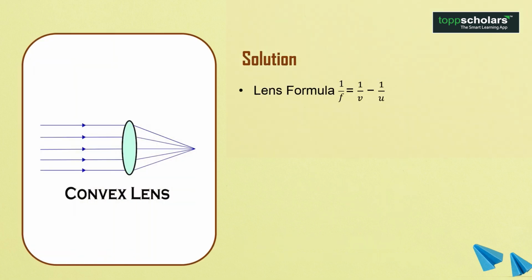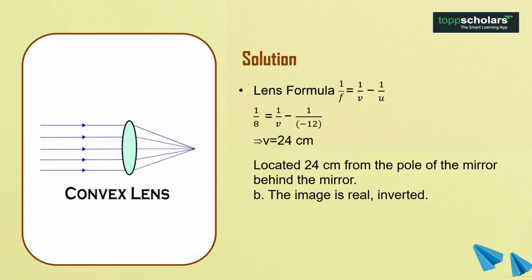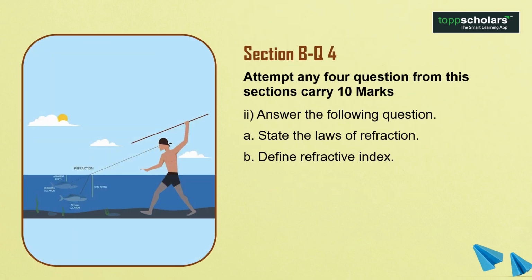So the formula for lens is 1 by f is equal to 1 by v minus 1 by u. So here f is 8 and u is minus 12. So once you solve this further, you get the value of v as 24 centimeters. Now locate it 24 centimeters from the pole of the lens on the other side. That is the position, and the image is real and inverted. Let's have a look at the next question of section B.